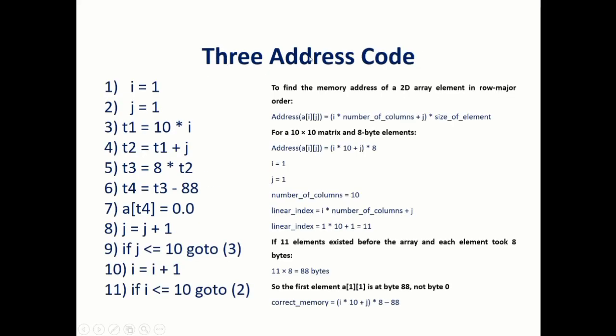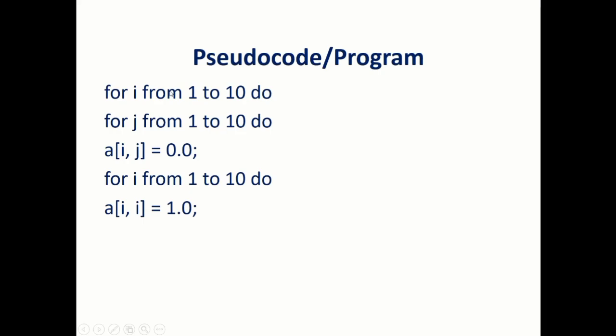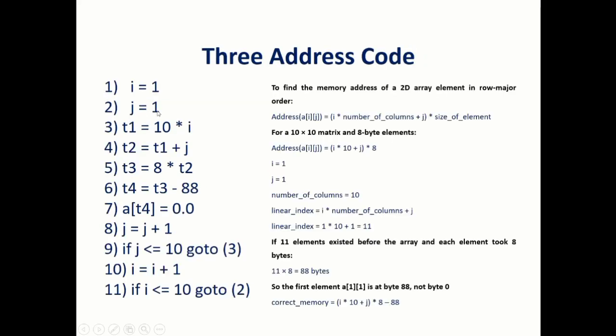First, write the 3 address code. In the given pseudocode, the outer loop has row index I equal to 1. Here you write I equal to 1. The inner loop has column index j equal to 1. Then write j equal to 1 here.